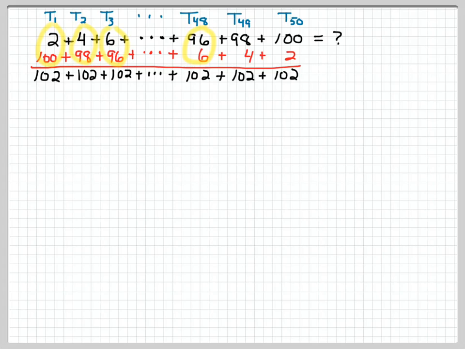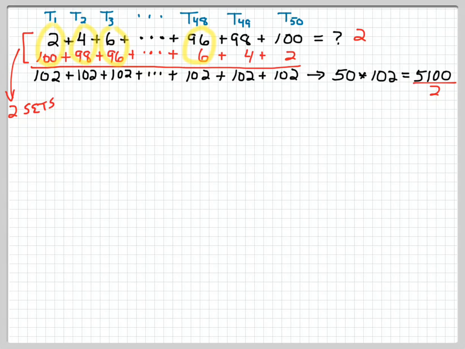Now we're going to use these ideas to help us determine how many 102s we have. If we add all of these across, we're going to have 50 102s because we've got 50 terms. So if we multiply our 102 by 50, we get this value of 5,100. But our goal was to add up 2 through 100, not 2 plus 100, 4 plus 98, 6 plus 96, all the way through. So what we have to realize is that we actually had two sets of our terms here. So when we're looking for our final value, we have to divide it by 2, and we end up with 2,550.